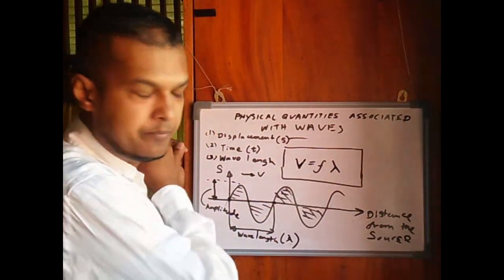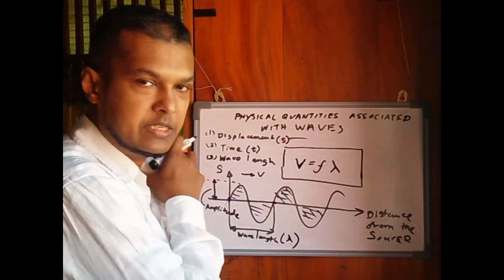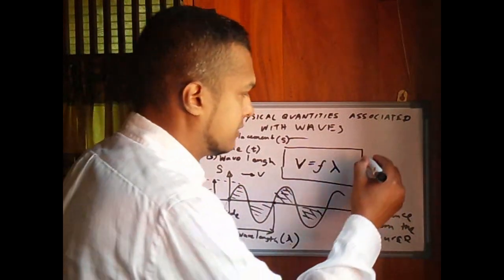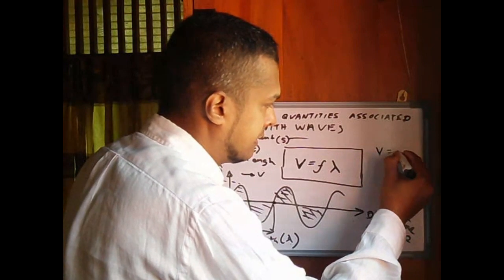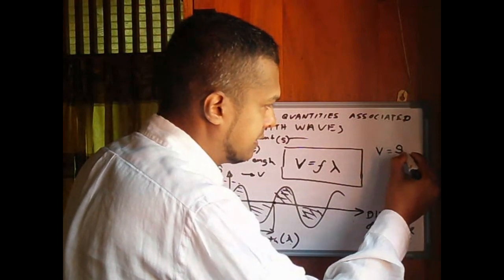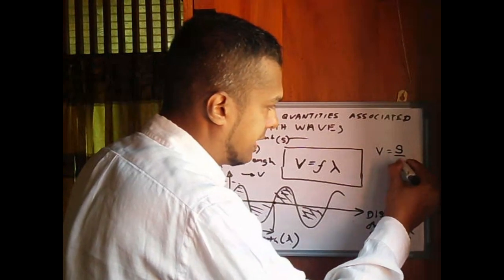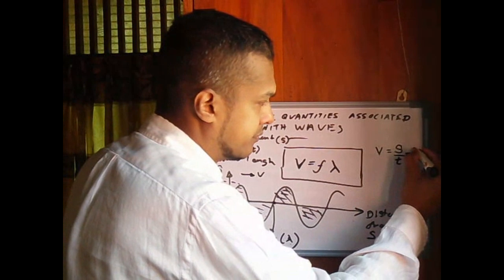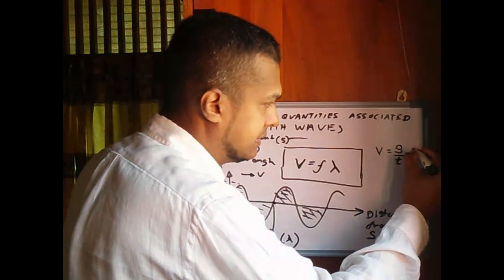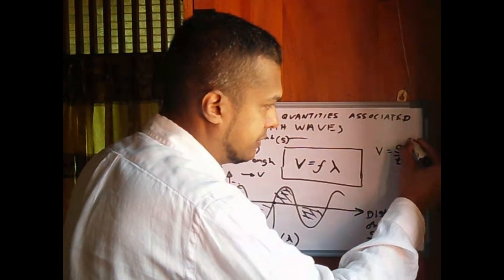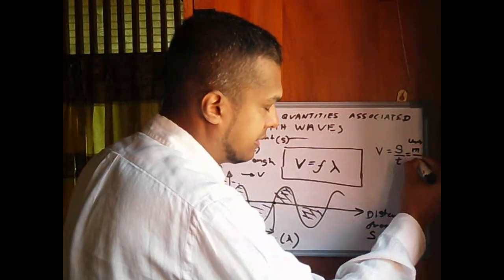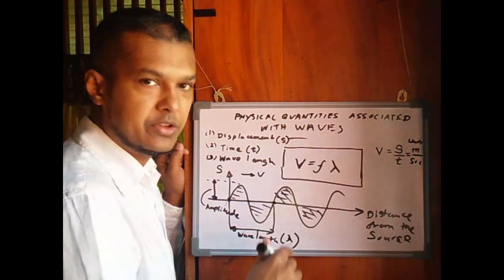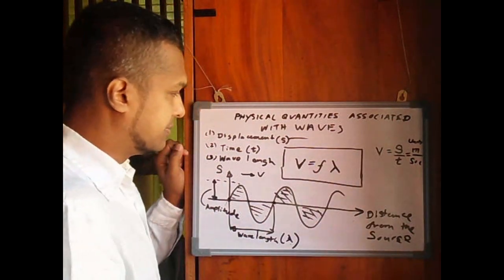Velocity usually is a measurement of displacement over a period of time. So velocity is displacement divided by time, usually meters divided by time in seconds. That's the SI unit for velocity, meters per second.